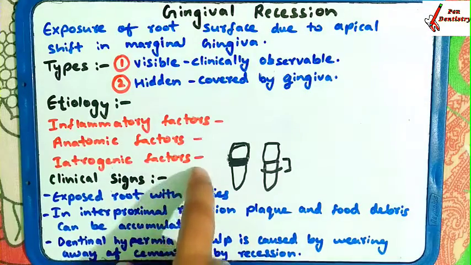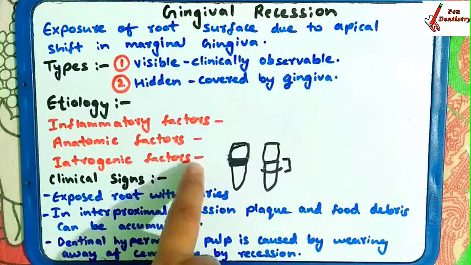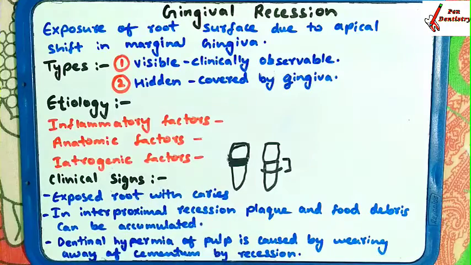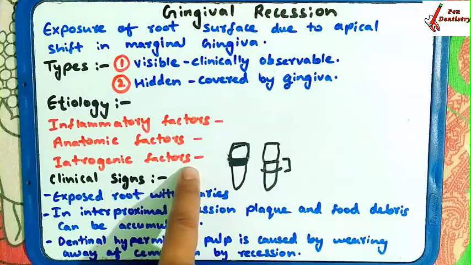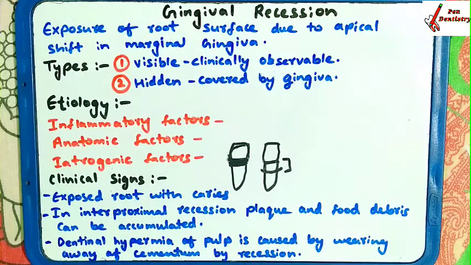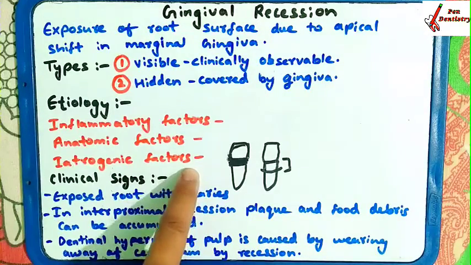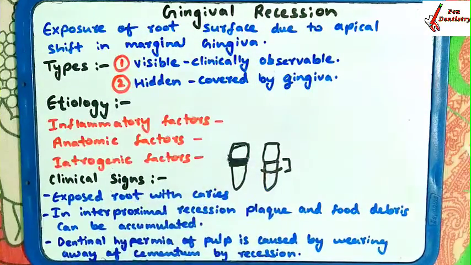Iatrogenic factors are present if there are deleterious habits. Deleterious habits mean pressure from foreign bodies or objects like fingers, fingernails, pencils, and hairpins. These are sharp objects, so they create pressure on the gingiva that will cause recession.